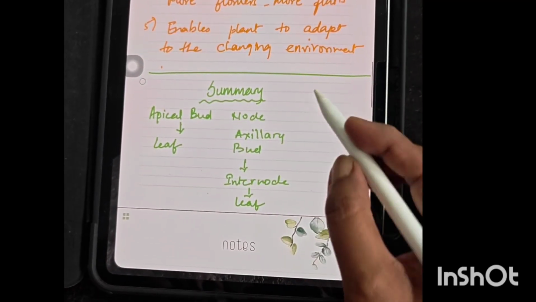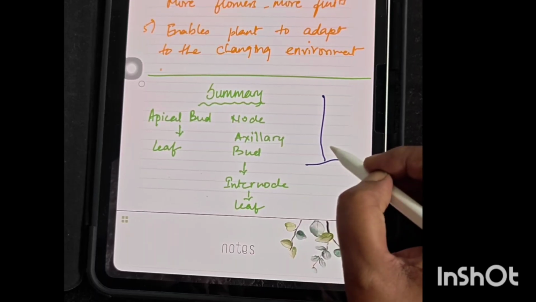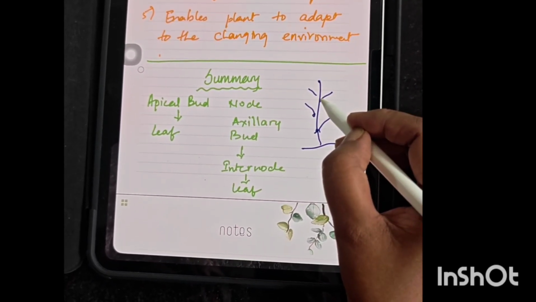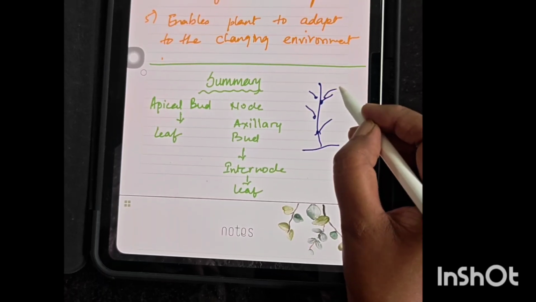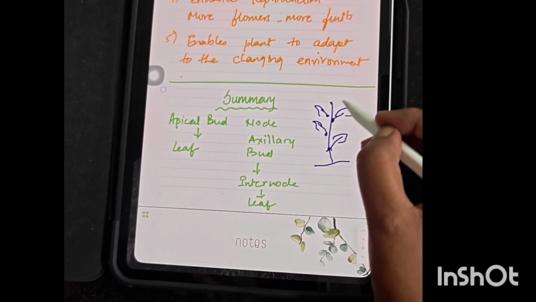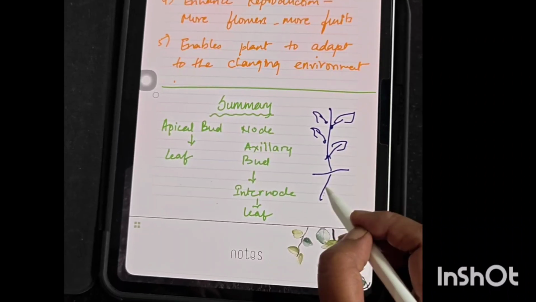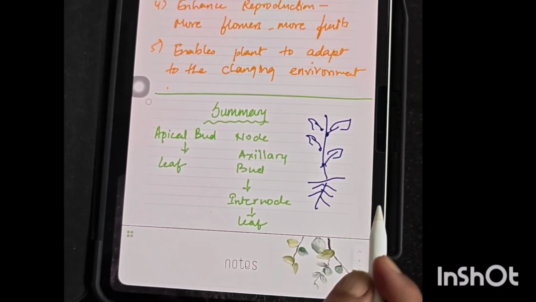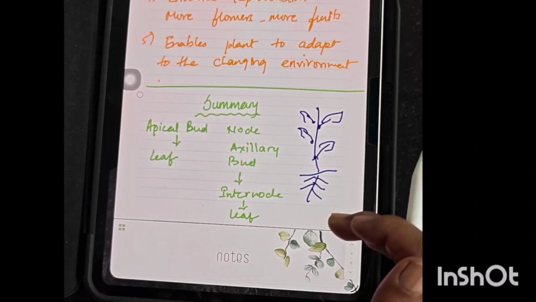In summary, on the plant there are different modular regions which give rise to repeated leaves, branches, flowers and fruits throughout the whole life of the plant's growth. So this is about the modular growth of plants.